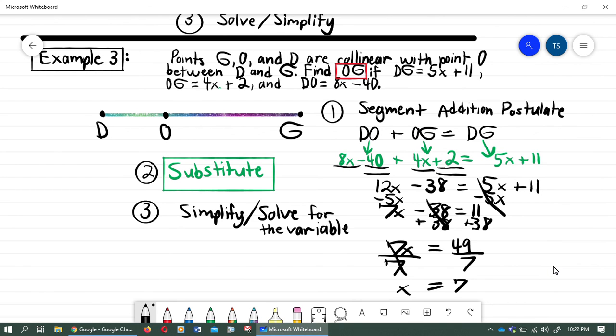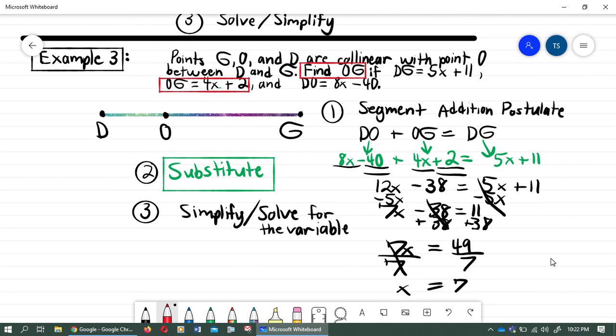But, guys, remember, we were not asked to find x. We were asked to find OG. So that's what we need to do, guys. We need to find OG. So, guys, we need to take that expression for OG, and we need to plug in our x value into that expression for OG.